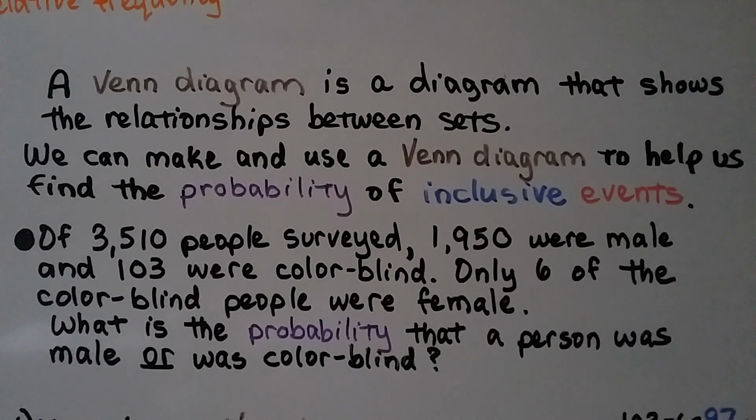Now, if you remember back from grade school or middle school, a Venn diagram is a diagram that shows the relationships between sets. And we can make and use a Venn diagram to help us find the probability of inclusive events. Of 3,510 people surveyed, 1,950 were male, and 103 were colorblind. Only 6 of these colorblind people were female. So what is the probability that a person was male or was colorblind? Very important, the word or.